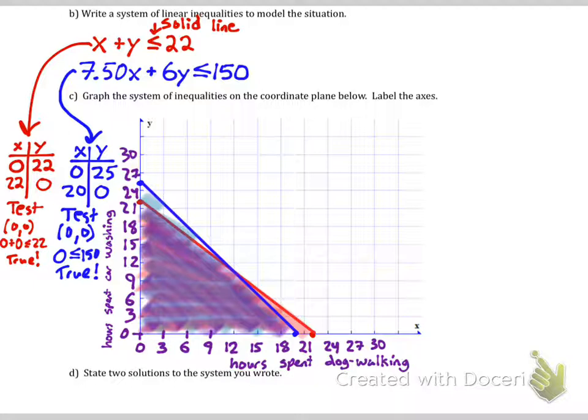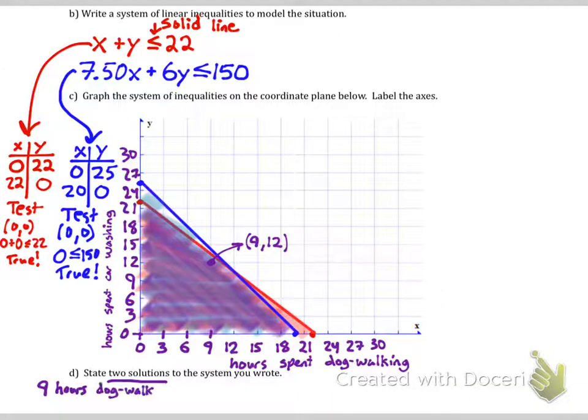So the last thing we need to do is it says state 2 solutions to the system you wrote. All we need to do is find 2 points inside of that shaded area. And it's a good idea to find points close to the lines to show we're kind of maximizing this, because ideally, like in this situation, you want to make more money. So the more money we make, the better. So let's do this. 2 solutions. One, I'm going to pick a point right there, just a point on the line. That's 9, 12. And we need to write down what that means.